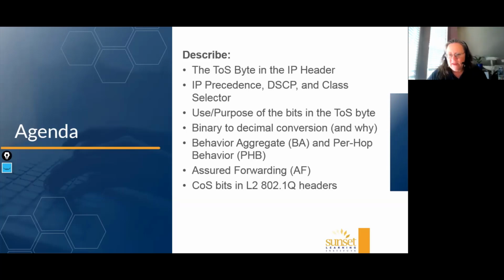We'll talk about the behavior aggregates and the PHBs. Part of my purpose is that you're going to see these terms. You're going to see PHB and it won't be defined. You're going to see AF and it won't be defined. You're going to see BA and it won't be defined. I would like you to walk away knowing what these values mean. We're going to end by looking at the CoS bits in the 802.1q header and how, again, that relates to everything. So here we go.